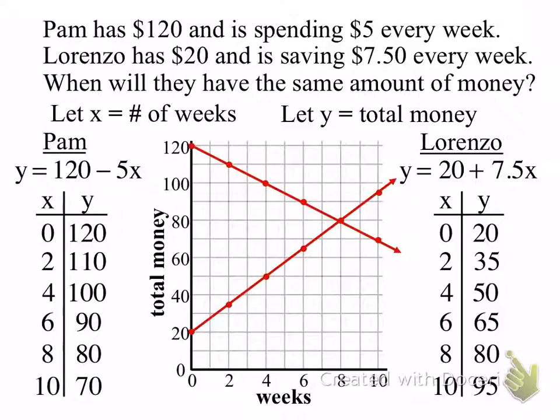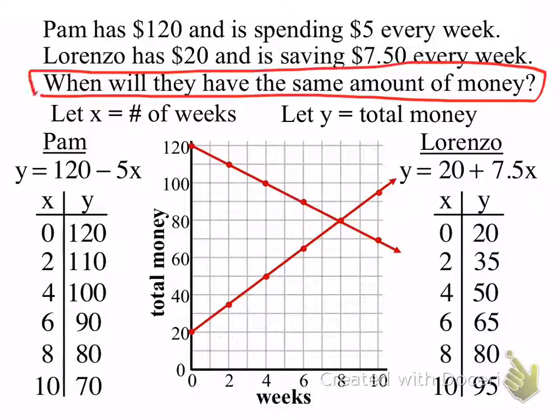Okay, but don't forget, guys. What are we not forgetting? That it is asking when will they have the same amount of money. Right. Remember, this is crucial. You always go back and check. What are they asking me? And answer that question. So when will they have the same amount of money? After 8 weeks, they'll have the same amount of money. Or at 8 weeks, they will have the same amount of money.